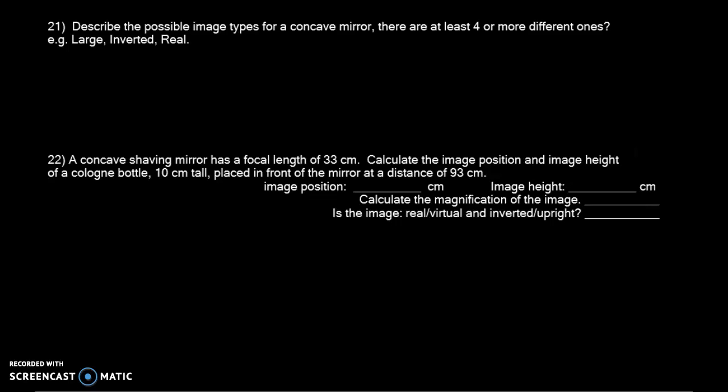In this video, I'd like to go over homework problems 21 and 22. They have to do with mirrors. In 21, it says describe the possible image types for a concave mirror. There are at least 4 or more different ones. Examples just describe them as large, inverted, and real.